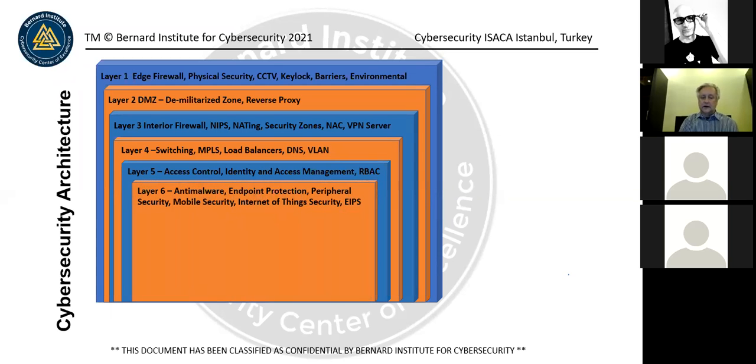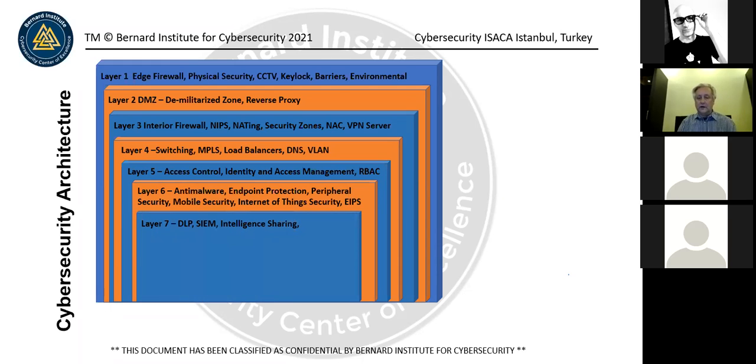Layer 6, we have anti-malware. We might have endpoint protection. We have peripheral security, mobile security. We have Internet of Things security. We have enterprise intrusion protection systems that monitor the infrastructure for any type of intrusions.